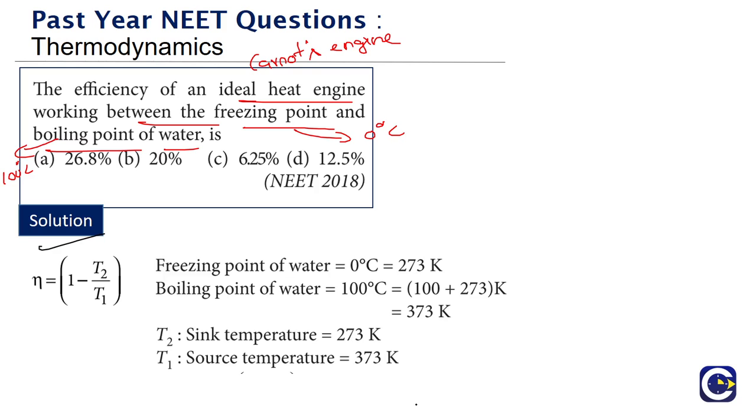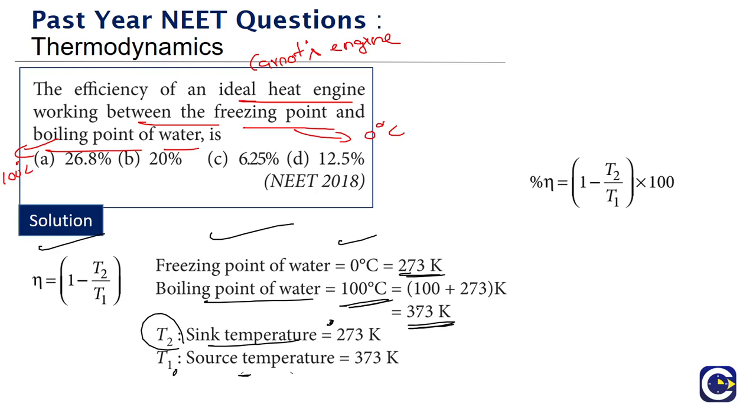So here the sink is what? Maintained at a temperature of freezing point. 0 means in terms of Kelvin 273. We can take it as 273.15 also, but let us take it as 273. Boiling point of water means what? 100 in terms of Celsius. It will be 373 on the Kelvin scale. So sink temperature T2 will be 273. Source temperature will be what? 373. Now the only thing is we have to just go and substitute.